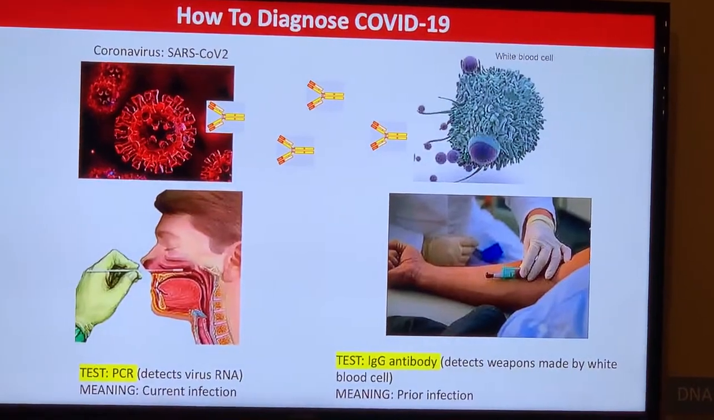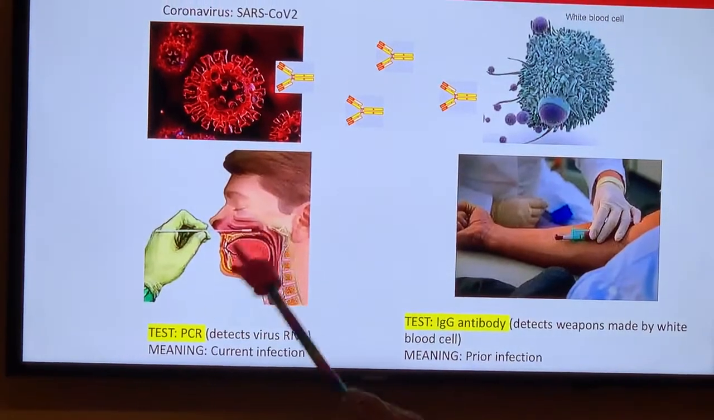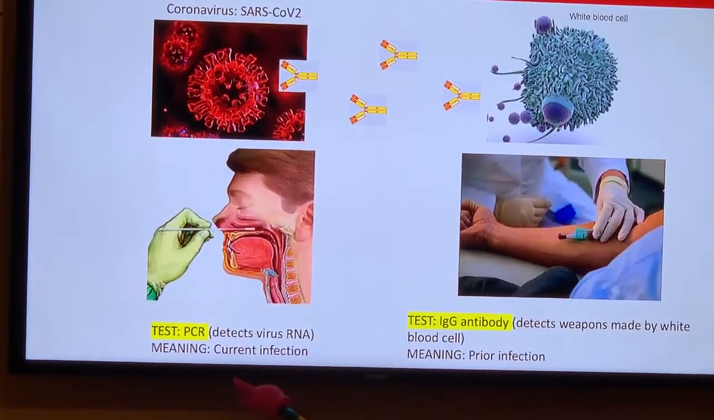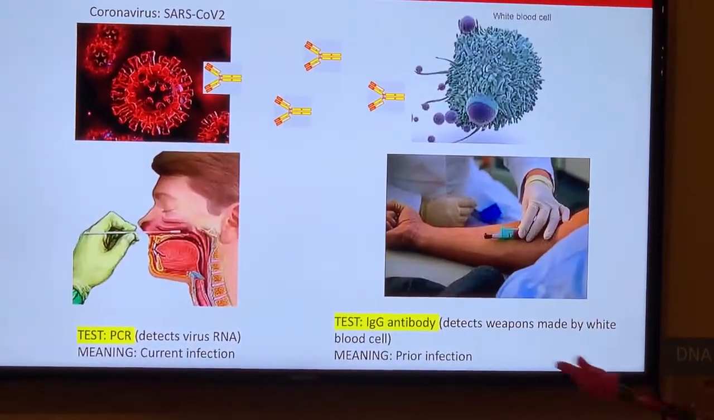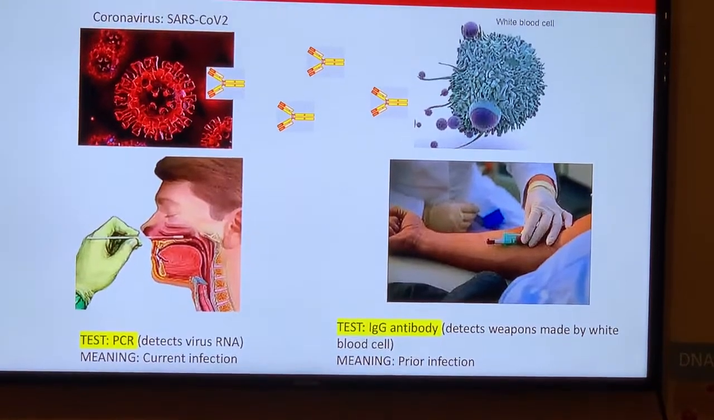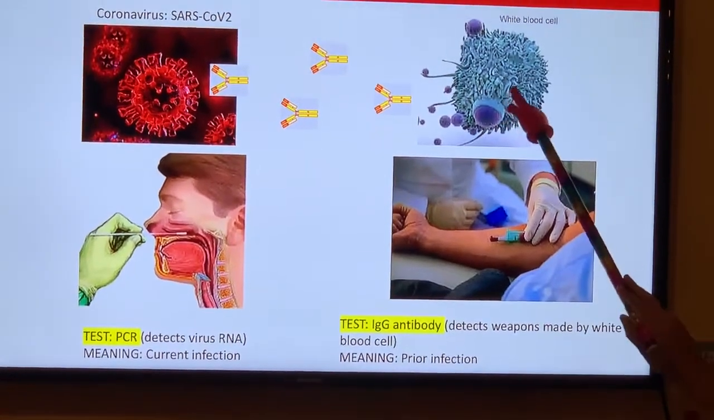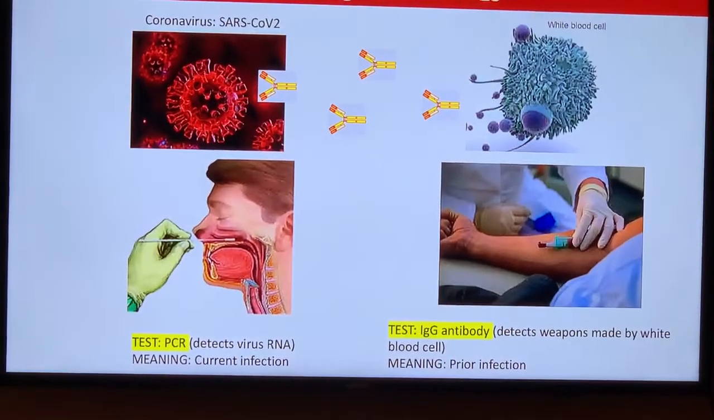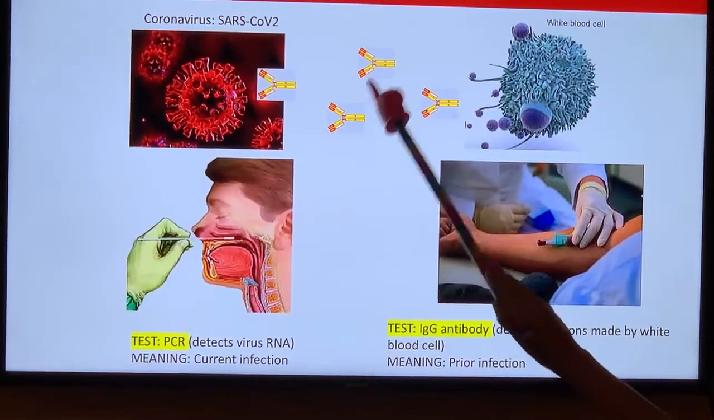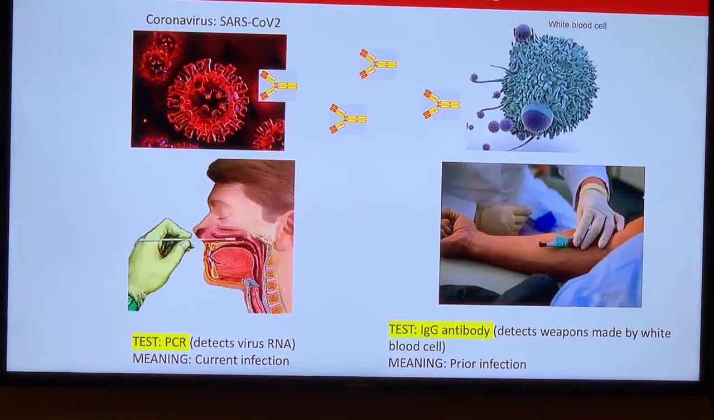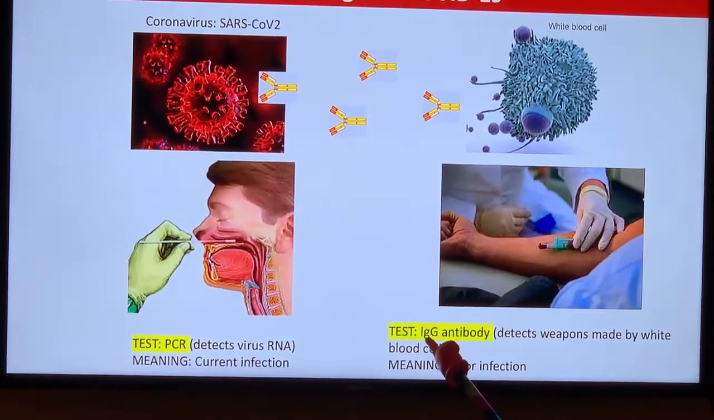Just to make it a little easier, the PCR has a cotton tip that goes into your nose and just sees the current infection, and then the IgG antibody test just sees the weapons that your body may have from the white blood cell. So as you can see, this is the white blood cell. It has two ways of defeating the virus. One way, which I already mentioned, is using the tentacles, and another way is sending out these weapons to the viruses that are farther away to try to defeat them. And these weapons are what the IgG test detects.